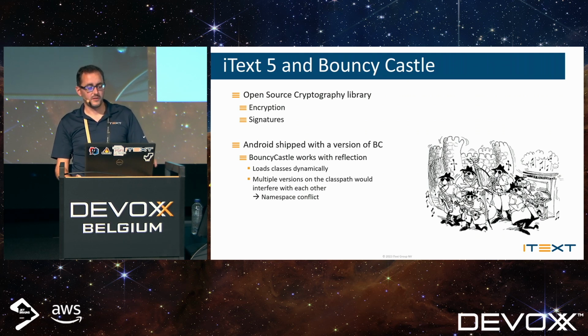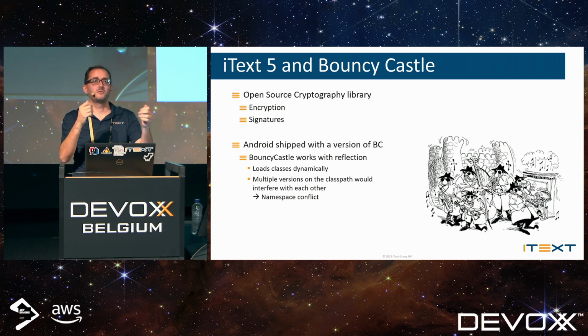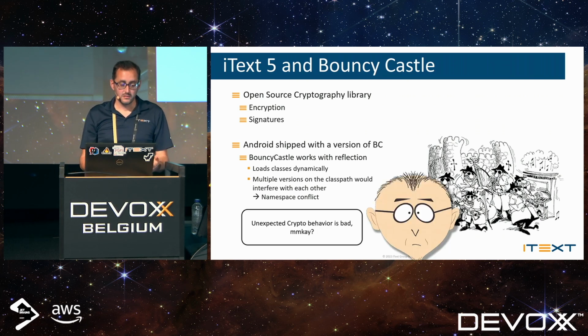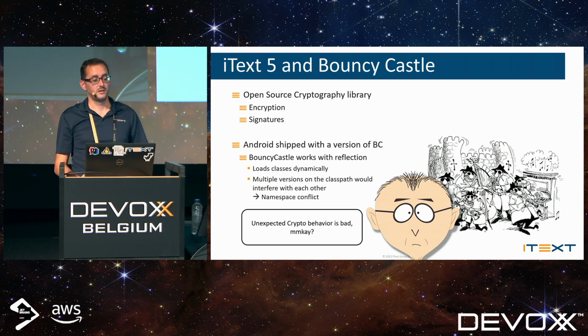So you can imagine if your Android ships with Bouncy Castle and a customer ships iText with Bouncy Castle as well, then there's an uncertainty as to which version would be loaded dynamically on the class path. And that would lead to unexpected behavior in crypto functionality. It would lead to buggy behavior. We got some bug reports actually on that. And if there's one thing that you don't want with crypto behavior, it's that it's unexpected. So don't rely on an insecurity or an uncertainty in that aspect of your application.